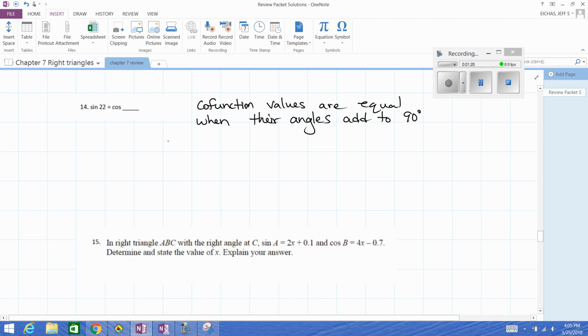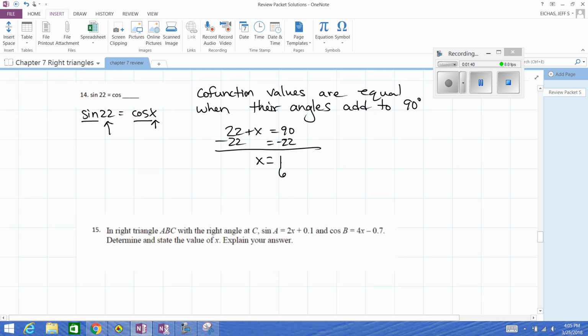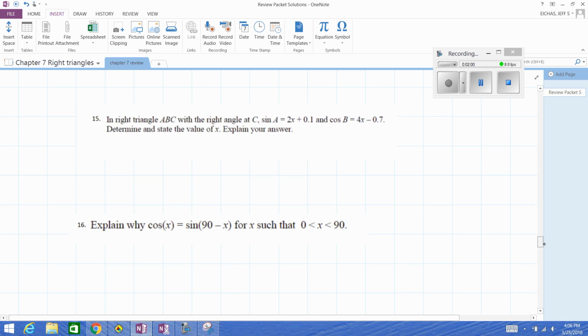Why? Let's call that x for a second. What we should be able to do is say 22 plus x equals 90. Sine equals cosine when those two angles add to 90. So we're going to subtract 22. Most of you won't do this with algebra. You'll just take 90 minus 22 to get 68, and that's fine. If you said 90 minus 22, that's plenty of work to get full credit. Might need to explain it a little bit just to be safe. It'll be a 2-point question though.